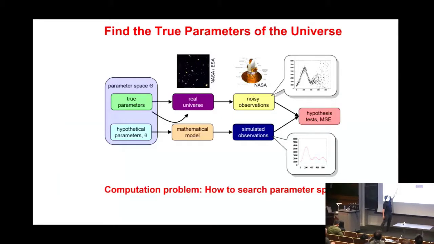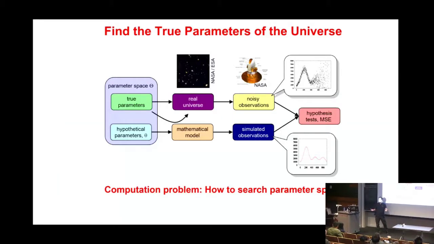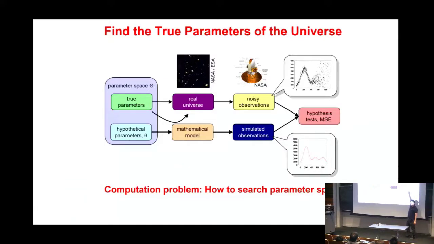We can have some hypothetical parameters of the universe as well. And using mathematical models, assuming these parameters, we can create simulated observations. Then we can check how close our simulated observations are to the true observations, and based on that, we can tune these parameters. We want to find the best parameters where the simulated observations are as close to the true observations as possible.